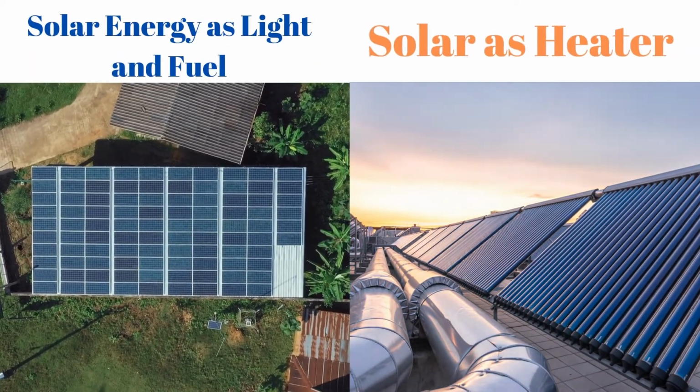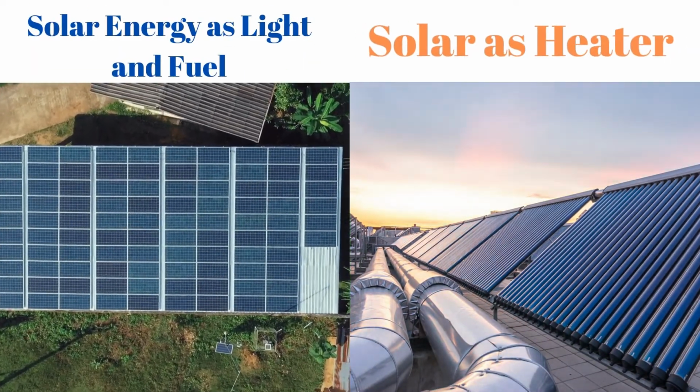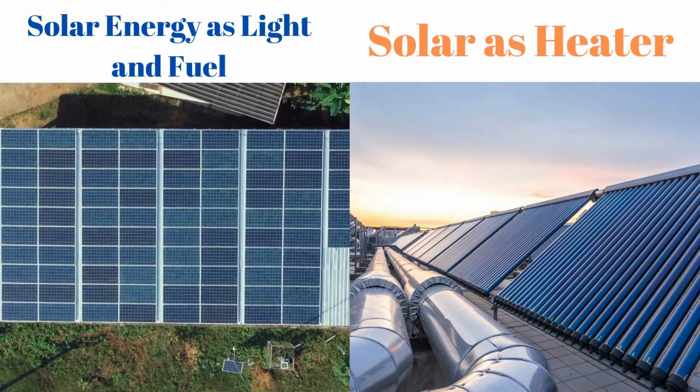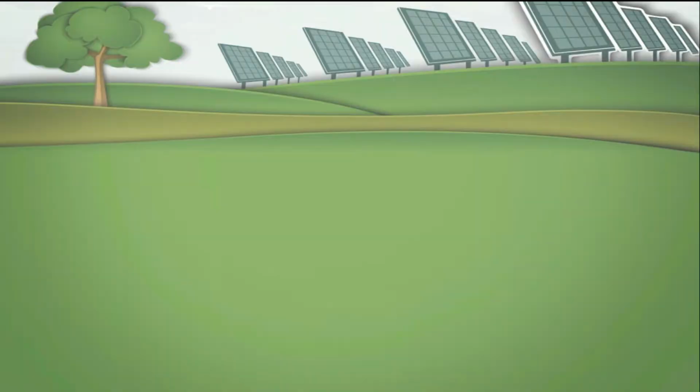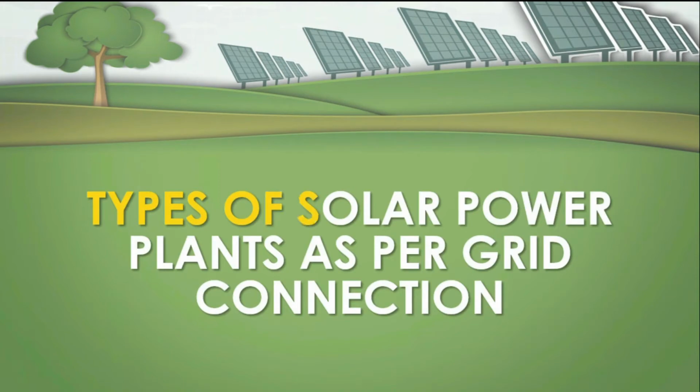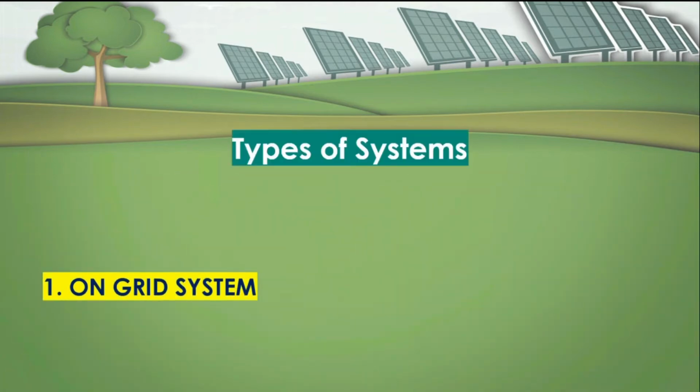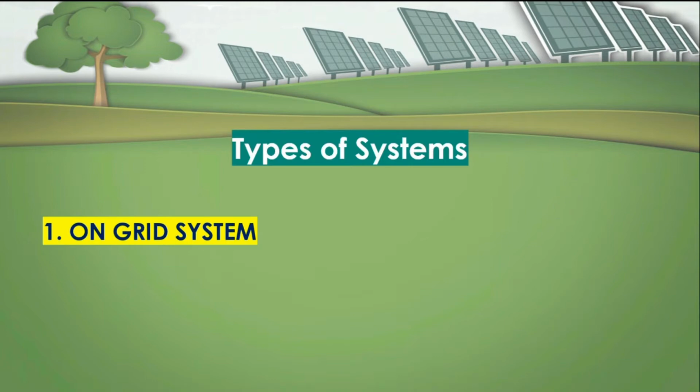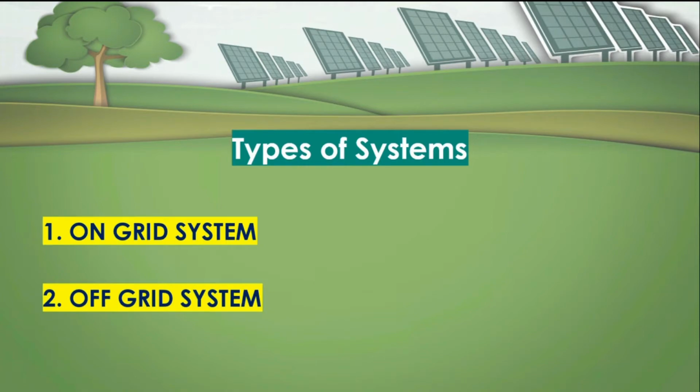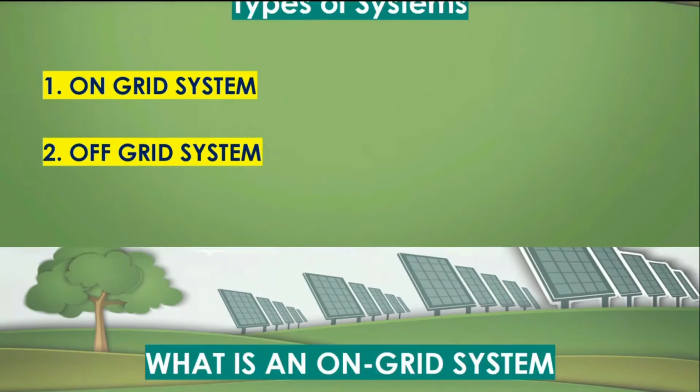Welcome back. In the previous segment, we saw the types of solar plants on the basis of light and heat as a fuel. In this particular segment, we will see the types of solar plants on the basis of their connection with the grid. Basically, there are two types of systems. Type A is called on-grid system and type B is called off-grid system. Now let us see one by one what they mean.